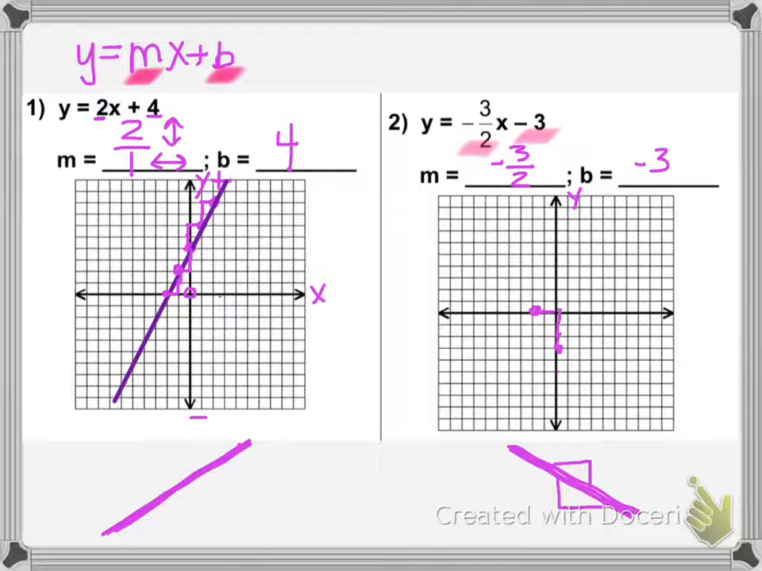Do it again. Don't just do it once. Do it a few times. And then from that point, I'm going to do it again. I'm going to go up 3. 1, 2, 3. To the left 2. 1, 2. Put another dot.